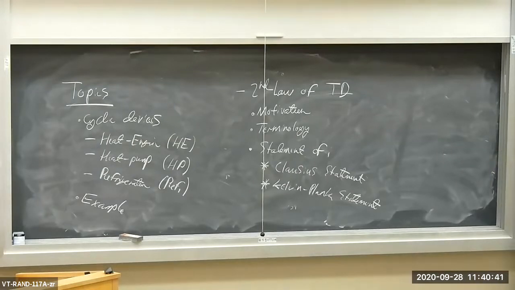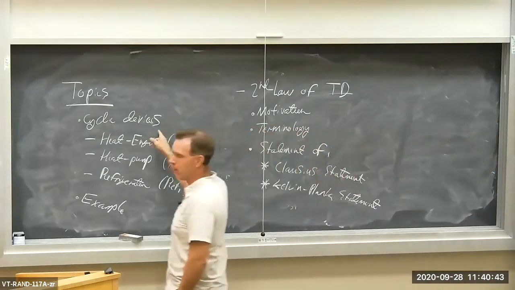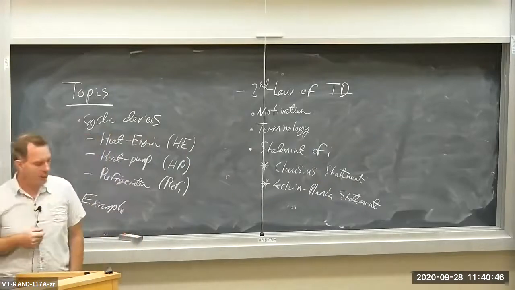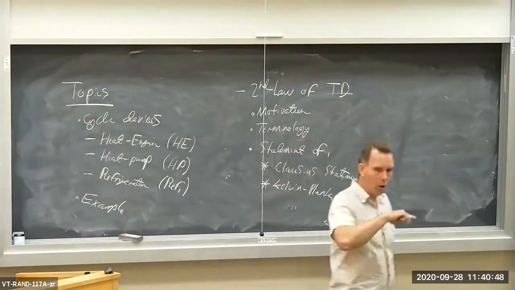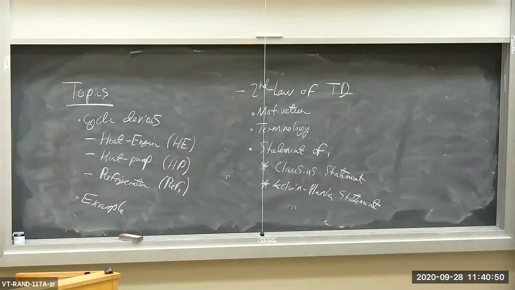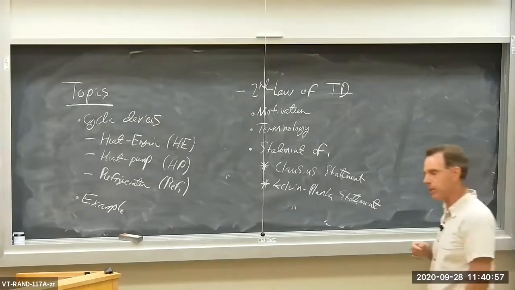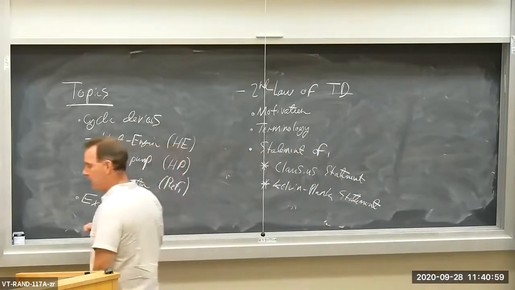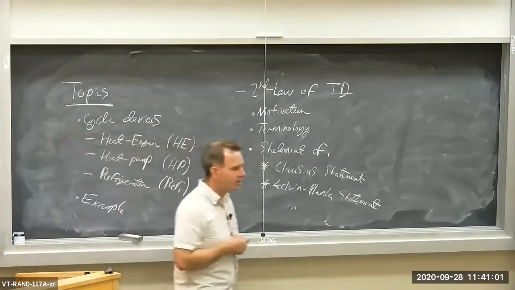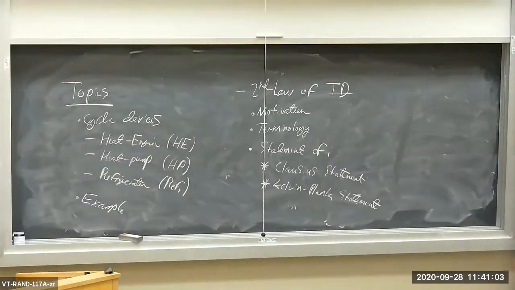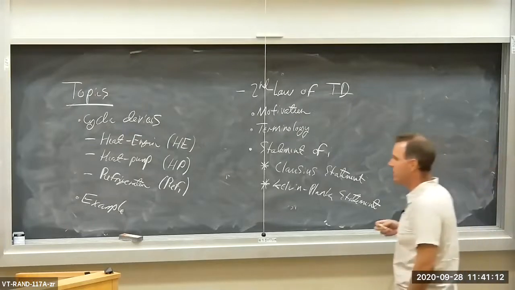We're going to finish off chapter 4 by looking at cyclic devices. Cyclic devices are devices for which over the process, all changes in properties are zero. So the device works in a cycle, delta T, delta E, delta U, delta P. All the changes in properties end up being zero over the cycle. That's the definition of a cycle. No change in any properties over the cyclic process. So we're going to look at 3 different devices that operate in a cycle.